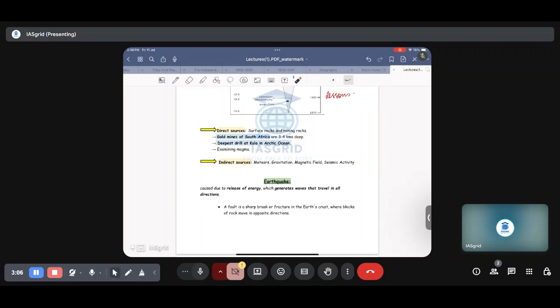And also the best sources to examine magma, it comes out in the form of lava. It is solidified magma, and once you study this, you have an idea what's coming from underneath.